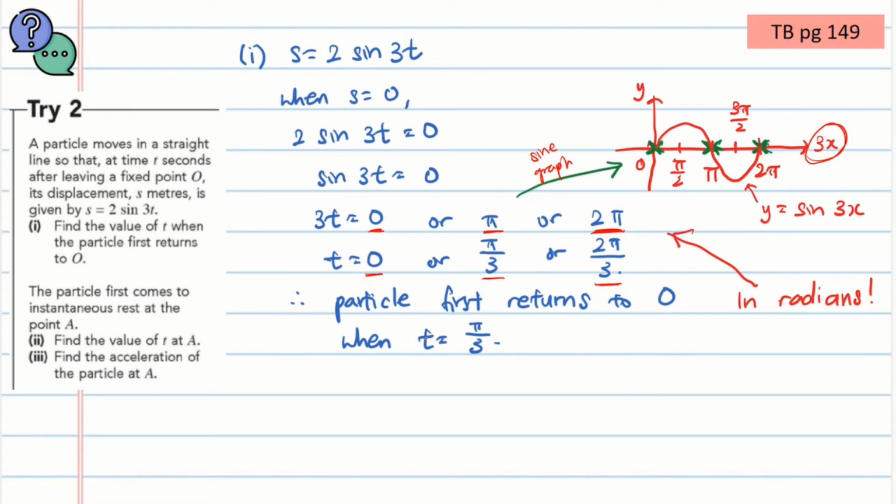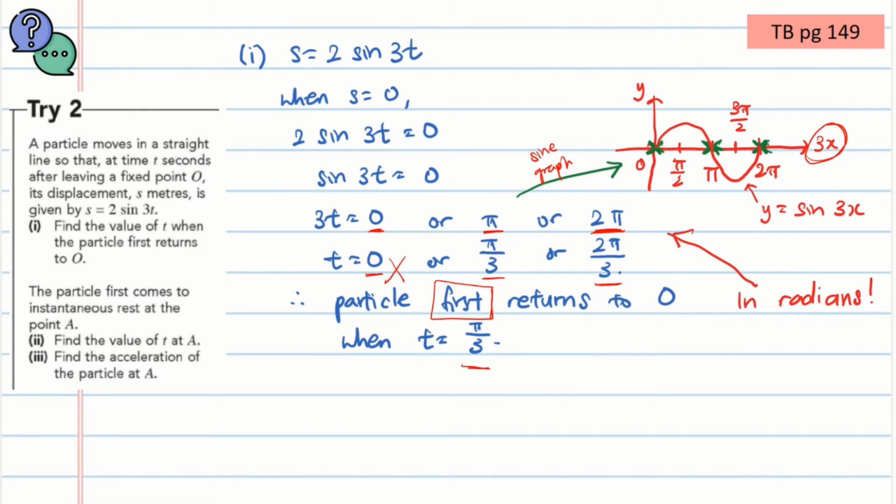Okay, and then the particle first returns to O when time is equal to pi over 3. Because we are looking for the first time it returns to O, it can't be t equals 0, because t equals 0 simply represents how it actually started at O itself. Okay, and since we want the first time it actually returns to O, it is pi over 3. So therefore that's the answer.